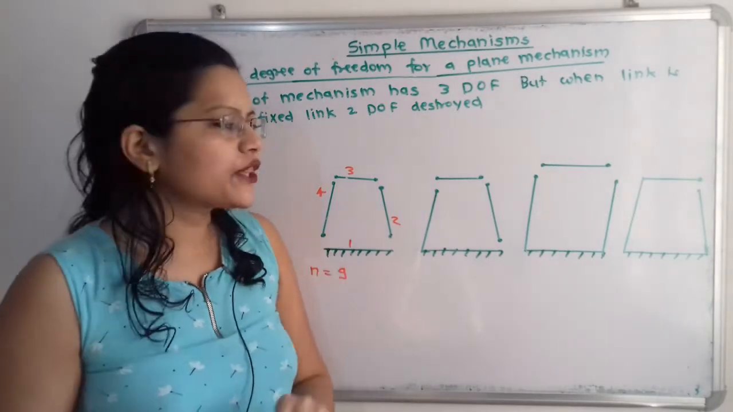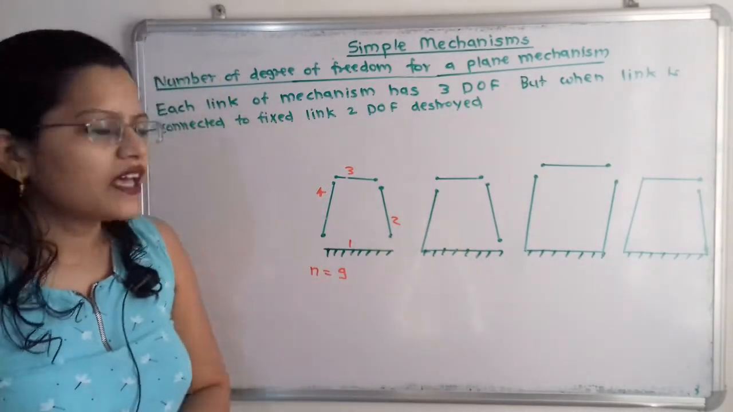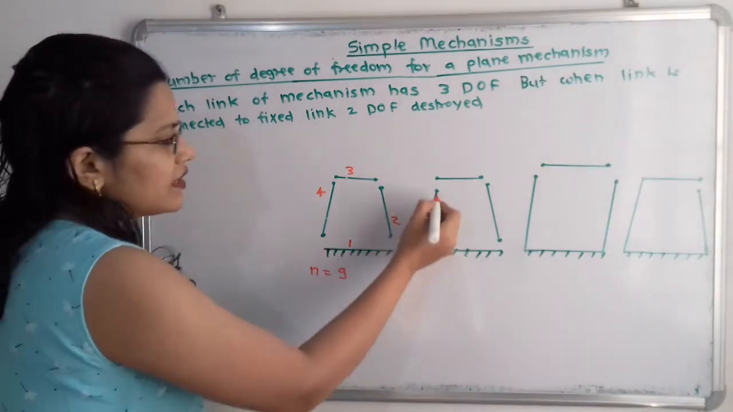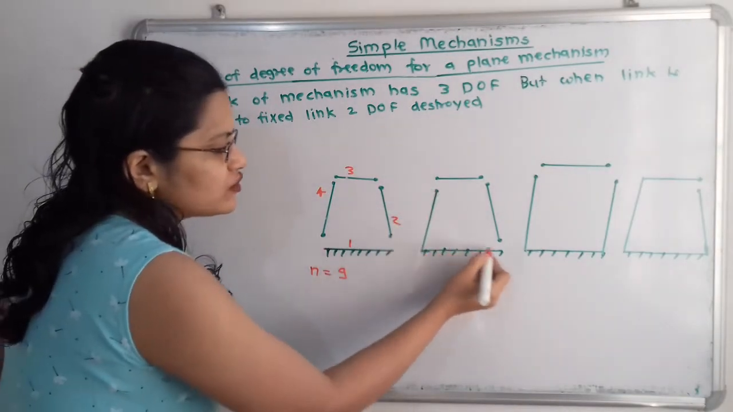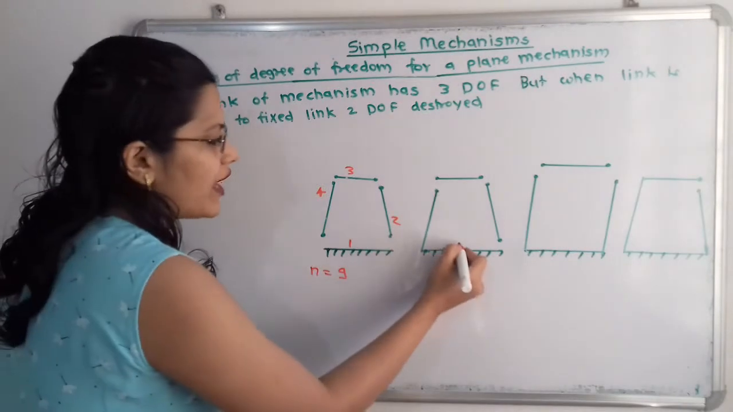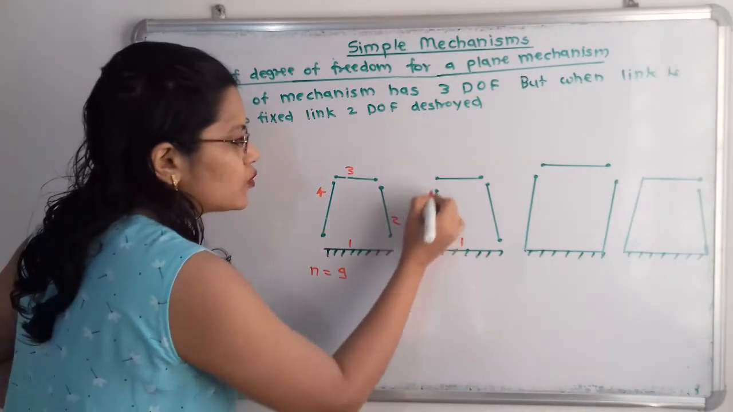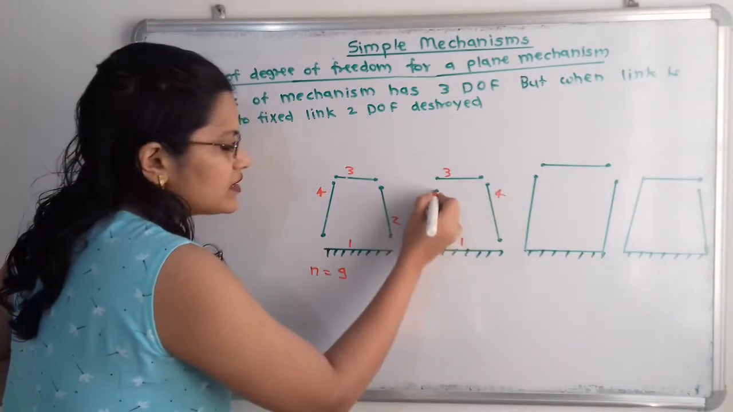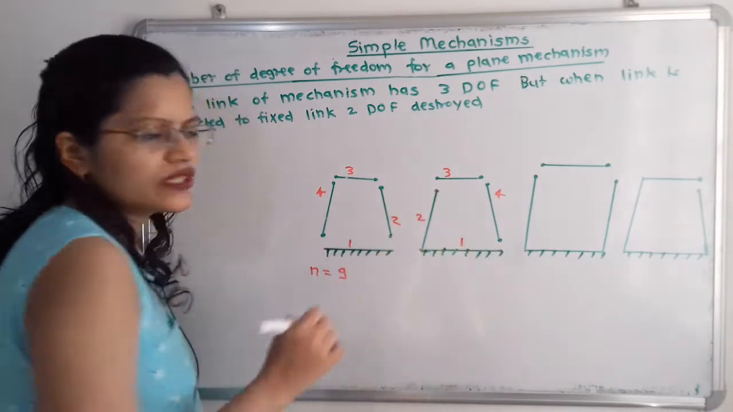Then we will move to the next mechanism. Now what is happening here? This one link is attached to the first fixed link. So I will give here numbers 1, 2, 3, 4. Now this link 2 is getting attached to the fixed link.